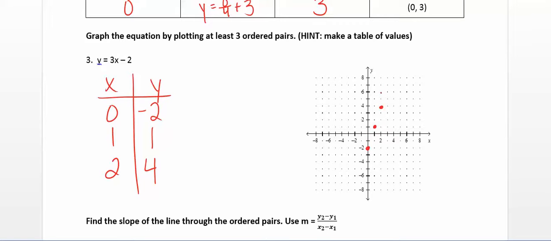And then what you're hoping is that you make a straight line here. If your dots aren't in a straight line, you need to be double checking your math, because we are only dealing with linear equations.